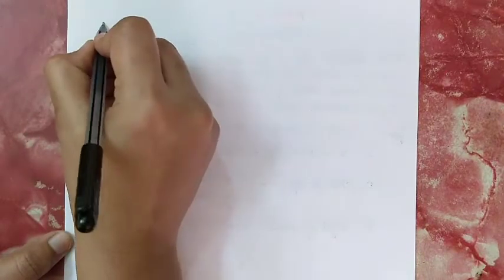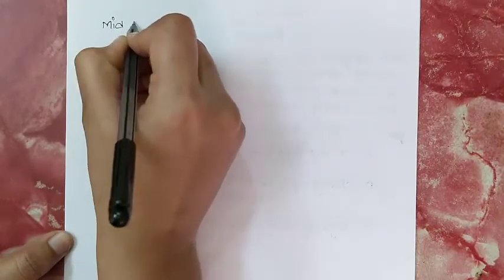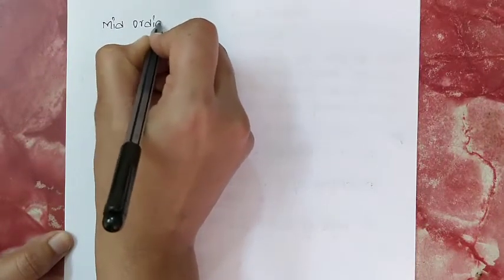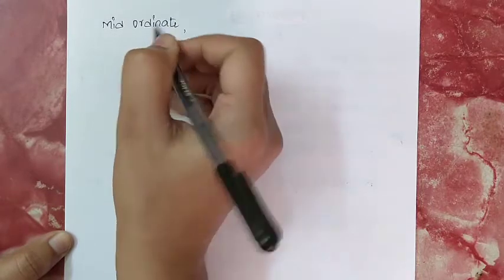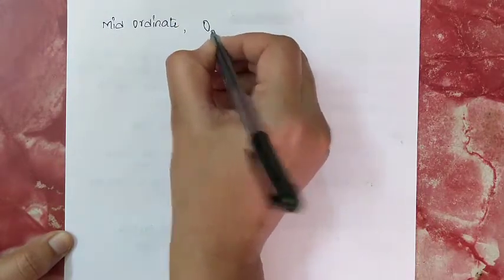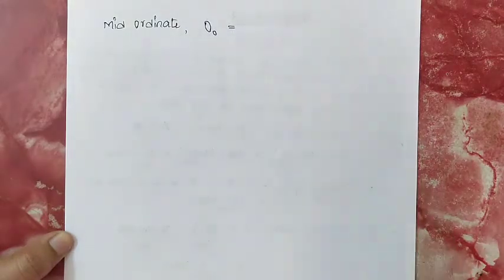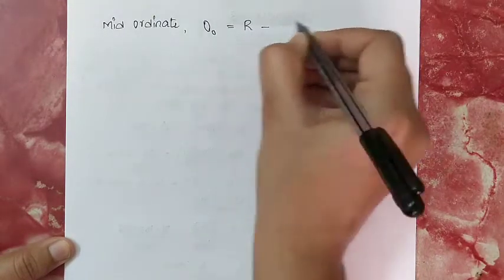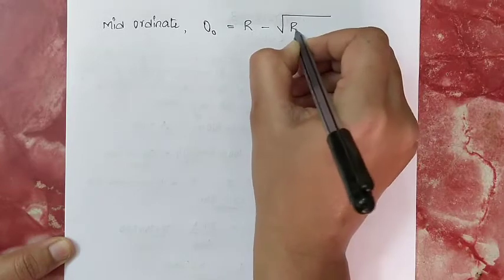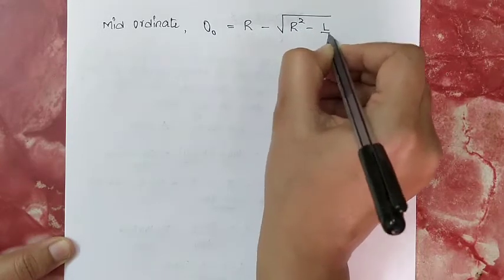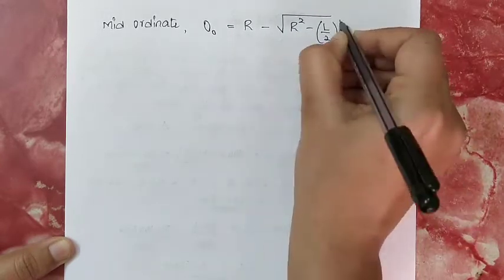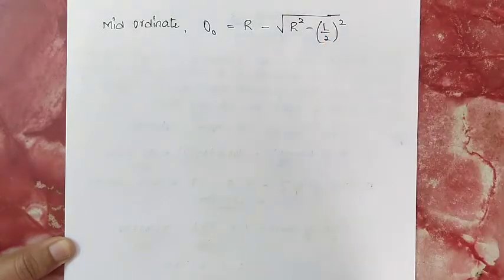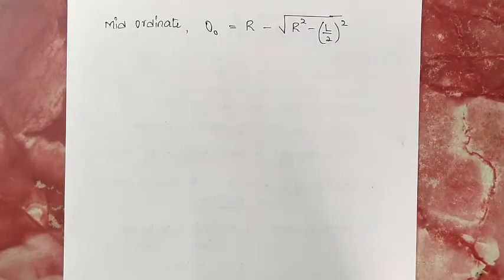Next you calculate the mid-ordinate. Mid-ordinate is denoted by O0. That equation is given by O0 equal to R minus square root of R square minus (L by 2) whole square. This is the formula to calculate mid-ordinate for the offsets from the long chord.